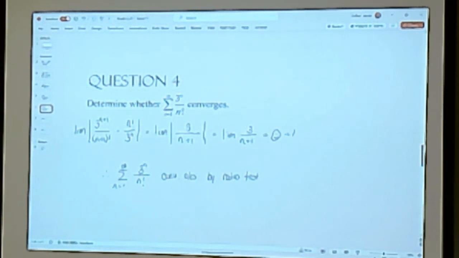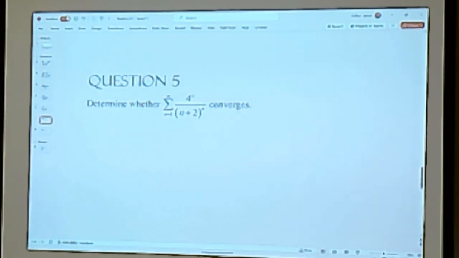Four to the n over n plus 2 to the n. Can't we rewrite that as 4 over n plus 2 all raised to the nth power? Well, that's not geometric. Can't be because the denominator is n plus 2. However, it does give you a clue to use the root test. Your entire term's being raised to the nth power.